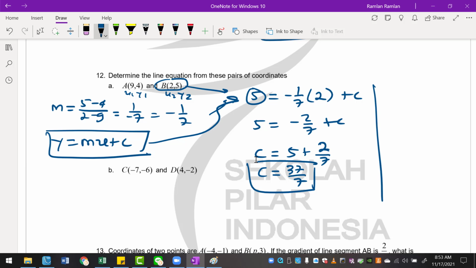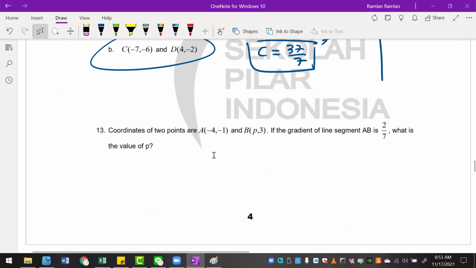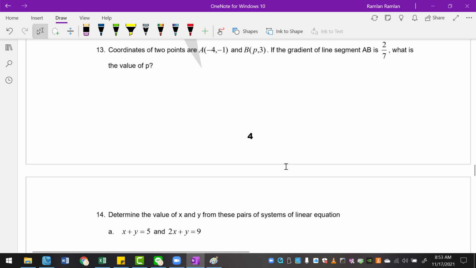So which means that the line equation, since it will be y equals mx plus c, and we know the value of m is minus 1 over 7, and the c is 37 over 7, is y equals minus 1 over 7 x plus 37 over 7. Okay, so you can do the same thing with b. Try it for yourself.